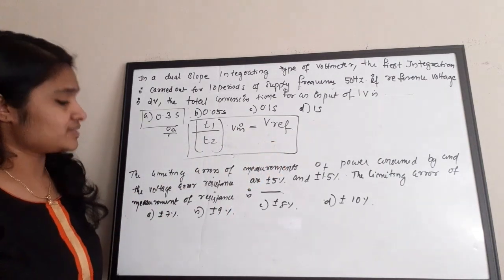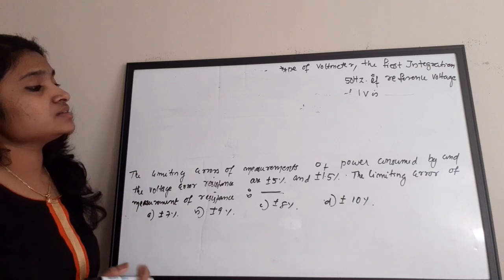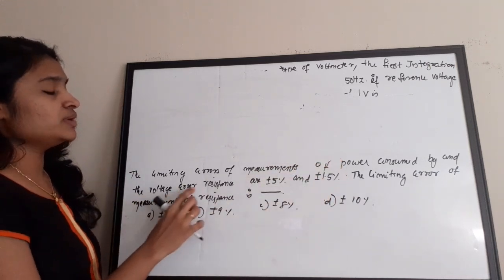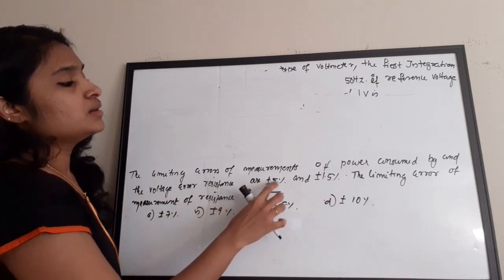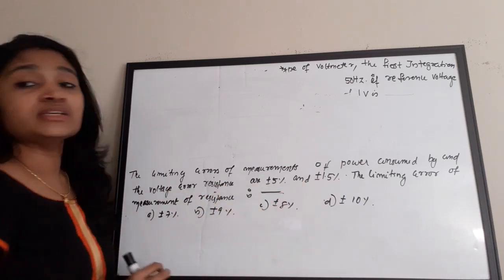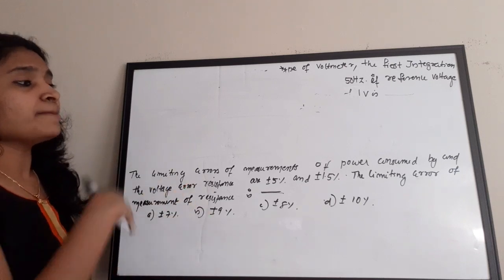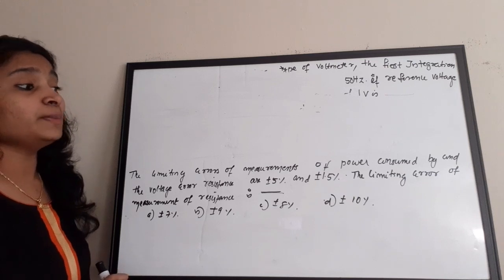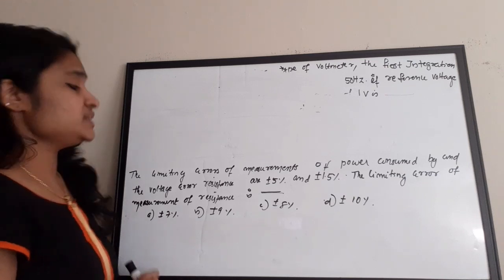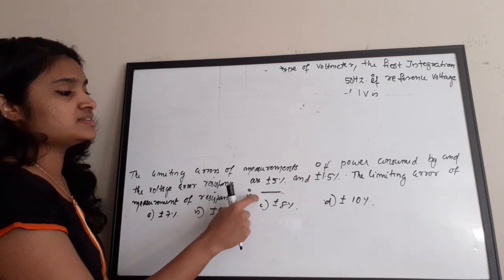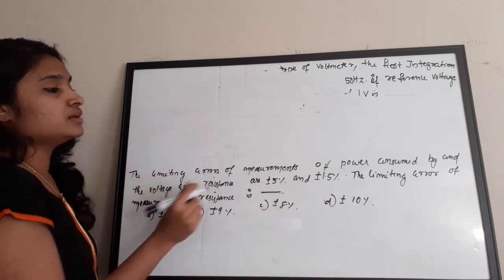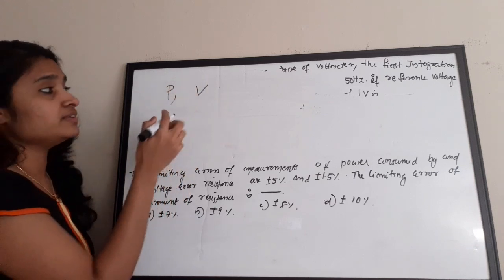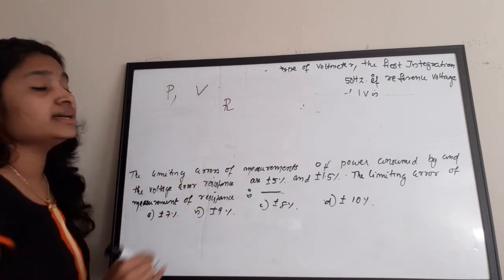Moving on to the next question. The limiting errors of measurement of power consumed by the resistance and the voltage error are plus or minus 5% and plus or minus 1.5%. That is, the errors of power and voltage are being given as plus or minus 5% and plus or minus 1.5%. The limiting error of measurement of resistance is dash. So here we have been given the power P and voltage V, all errors are being given. We need to find the error while calculating the resistance.